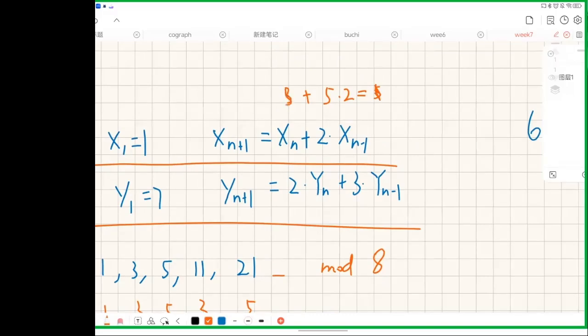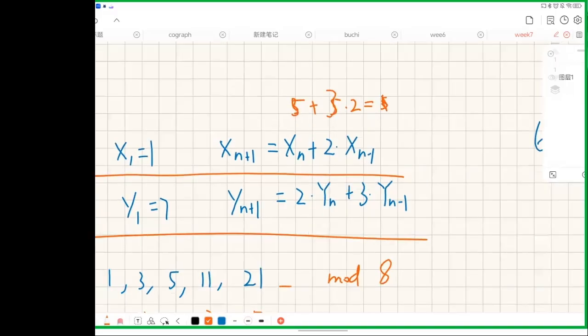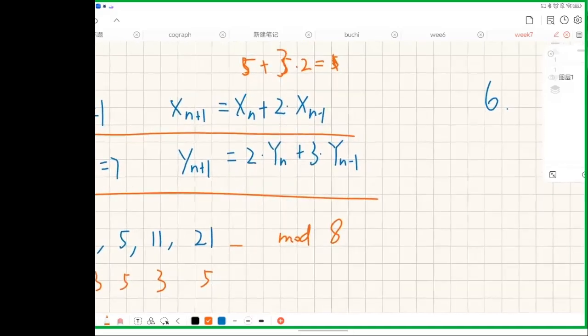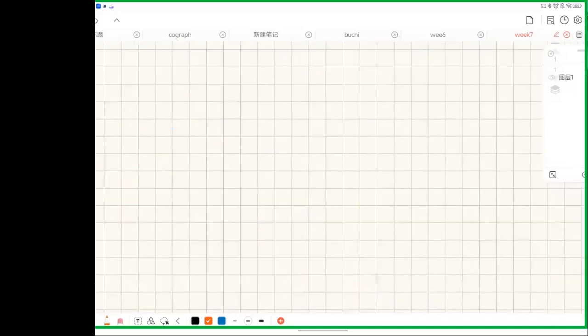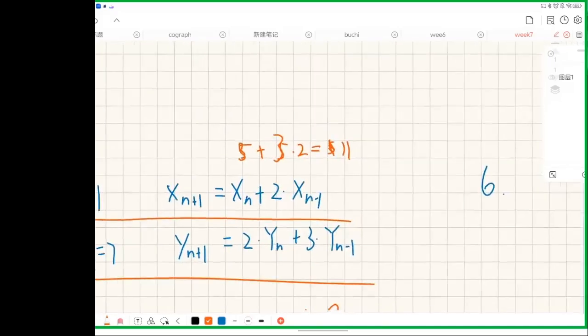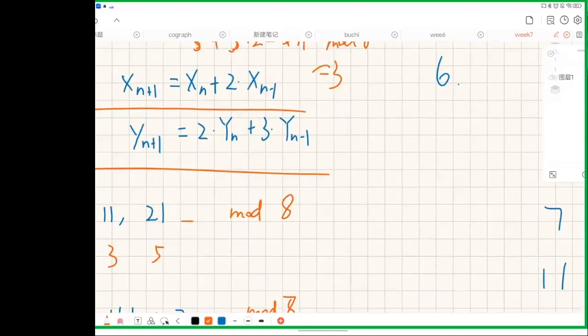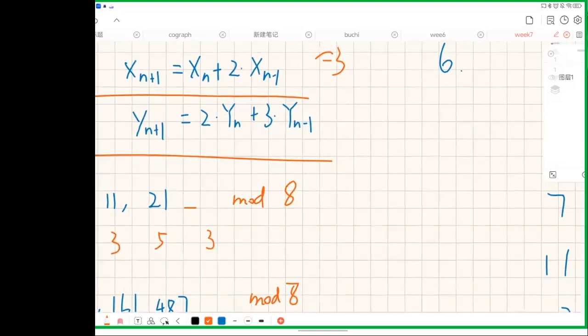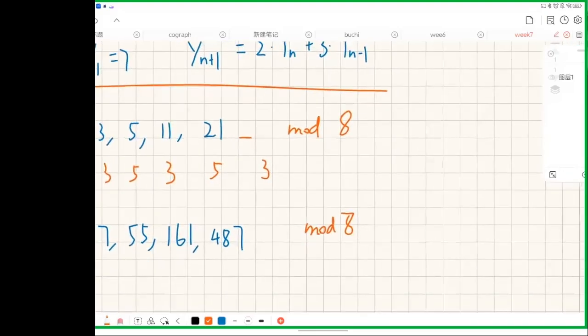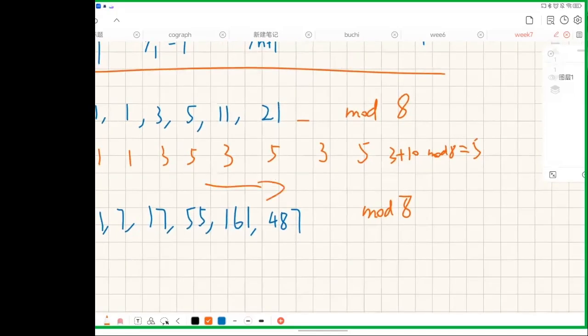Oh, sorry, this is 5 plus 3 times 2 for the next one, because x_n is 5 and x_{n-1} mod 8 is 3. So which equals 11, and 11 mod 8 equals 3. So the next one is also 3, and if we do the next one, then 3 plus 10 mod 8 equals 5. And the next one must be 5. So it will go on like this.